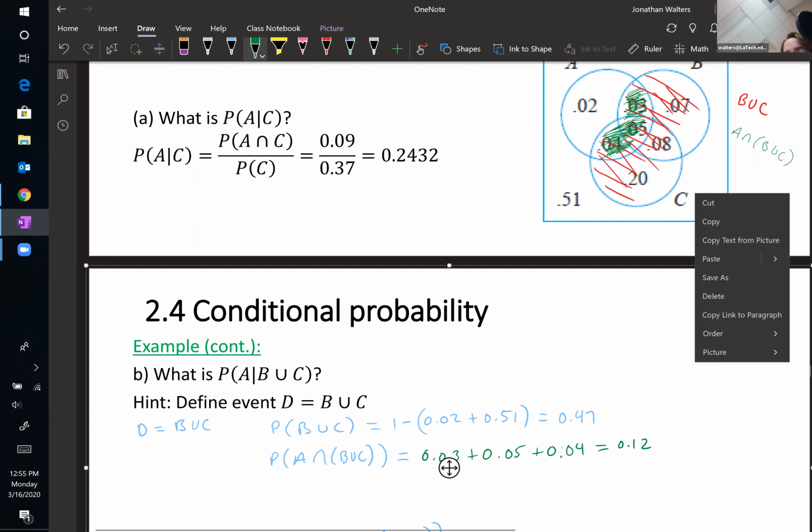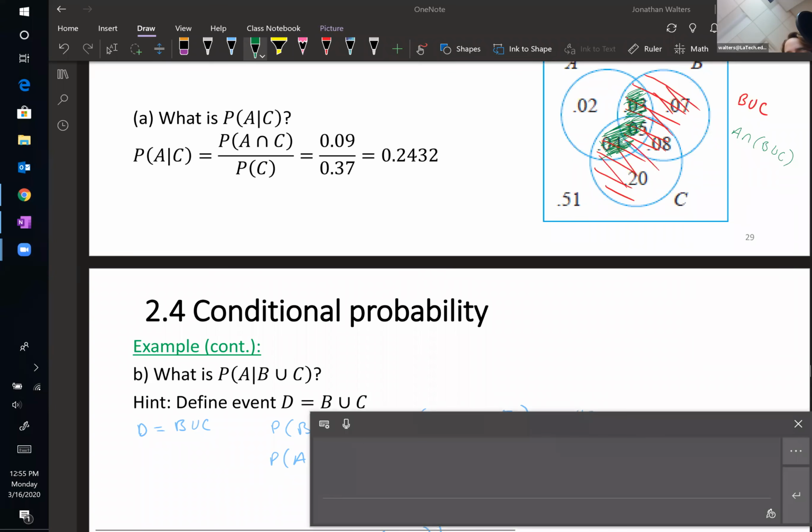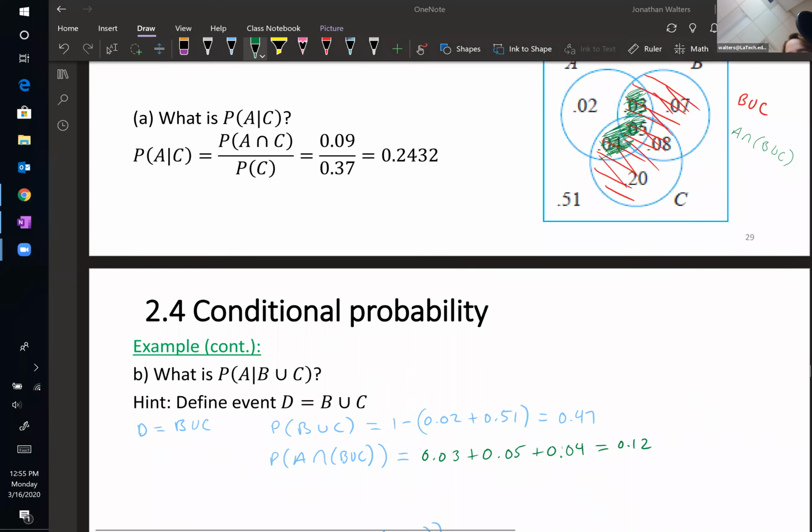So let me know if that's helpful. Okay. Cool, cool. Other than the given hint, how did you know to do B and C before A and B? Oh, that's a good question.